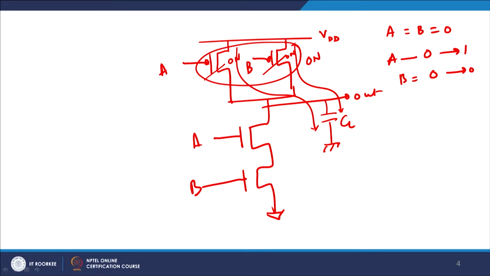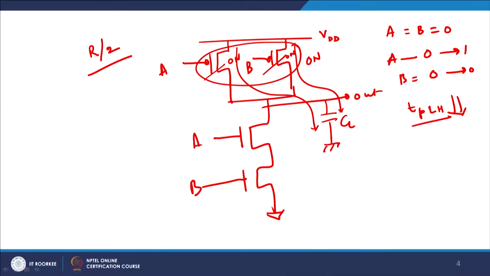So the charging was very quick, and therefore your TPLH on the output side will be very low. I hope you agree with this point, because you had two paths of charging, the effective resistance was equal to R by 2, and since the resistance has fallen, the current will increase. As a result, you will be able to charge this CL at a much faster pace, and therefore the time taken for the output to go from low to high will be very small.